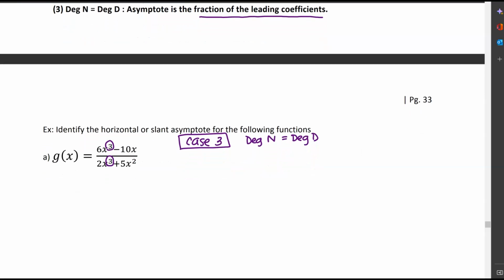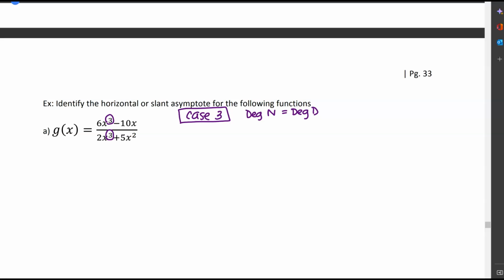So I know that the asymptote is a fraction of the leading coefficients, right? So that means that my horizontal asymptote is going to be y equals, and then it's a fraction of the coefficients, so 6 over 2. Well, 6 over 2 just comes down to 3. So this tells me that my horizontal asymptote is y equals 3. Again, it's just the leading coefficients.